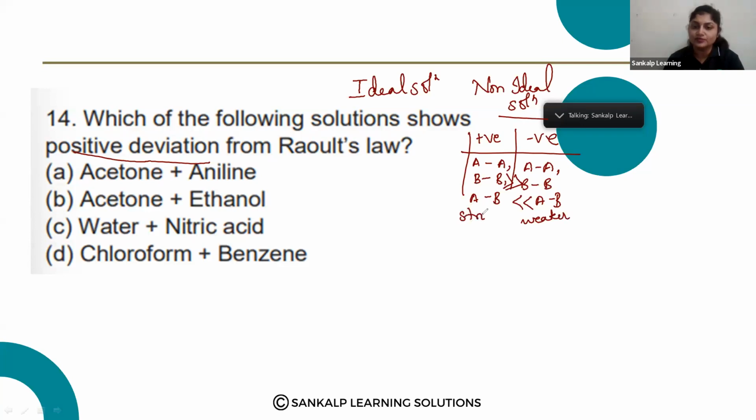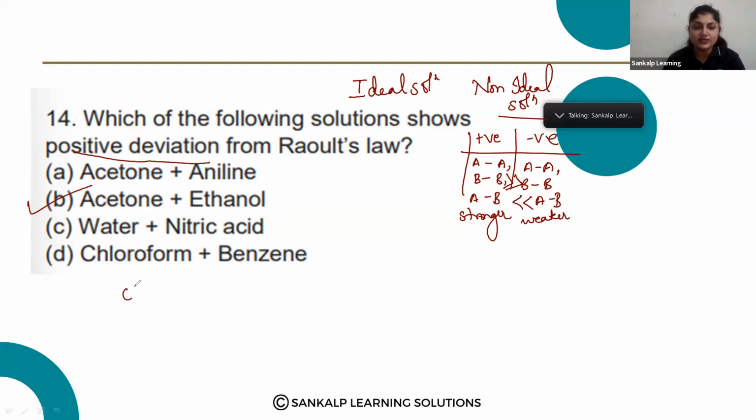So here it is stronger. So this is what positive deviation and negative deviation are. Based on this, the answer here is B, acetone and ethanol. So why is it acetone and ethanol?